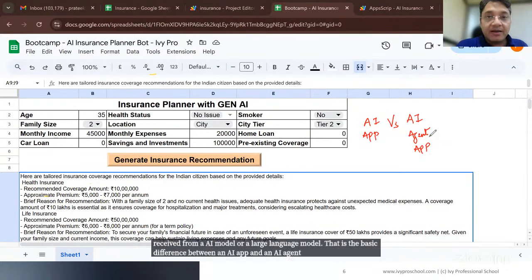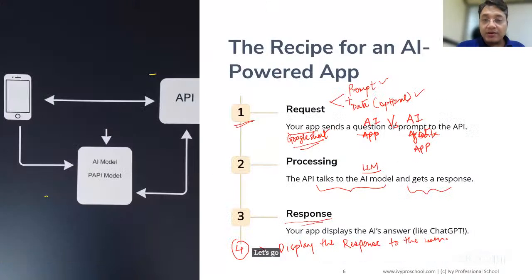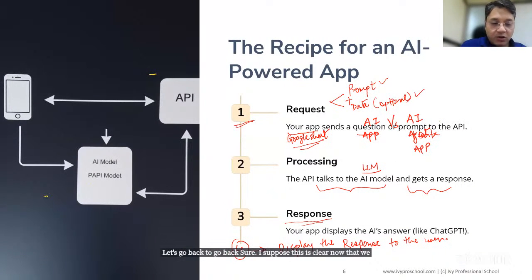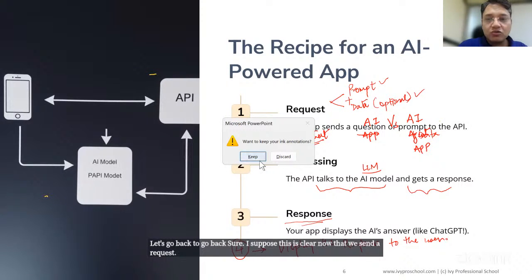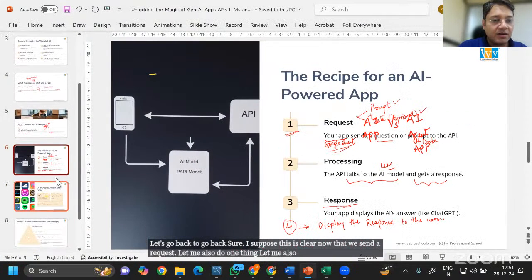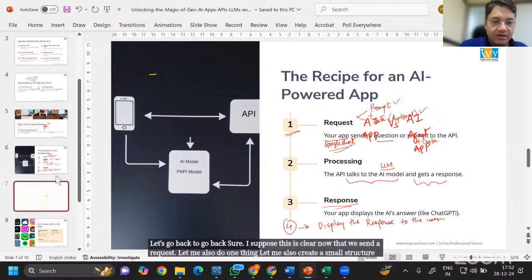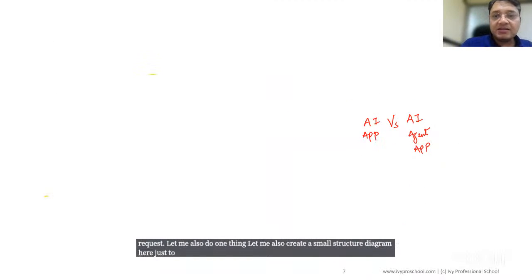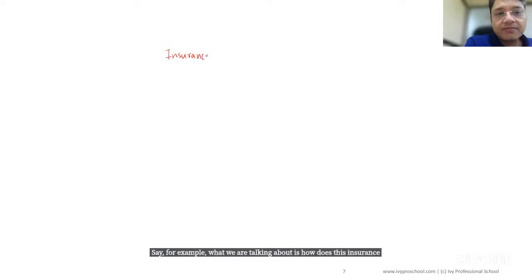Okay. All right. Let's go back to here. I suppose this is clear now that we send a request. Let me also do one thing. Let me also create a small structure diagram here just to help you understand this even better. Say, for example, what we are talking about is how this insurance planner bot is working.